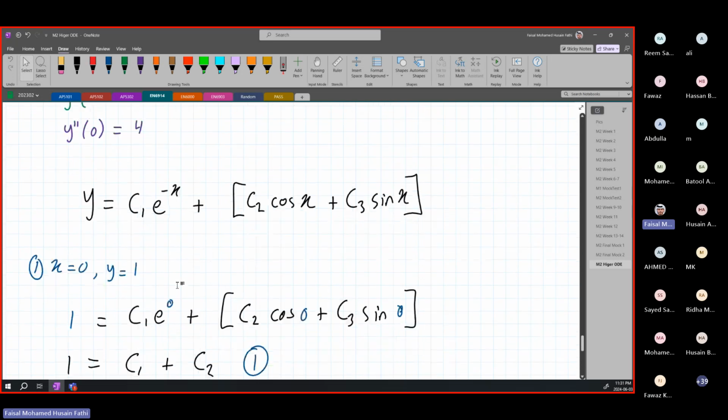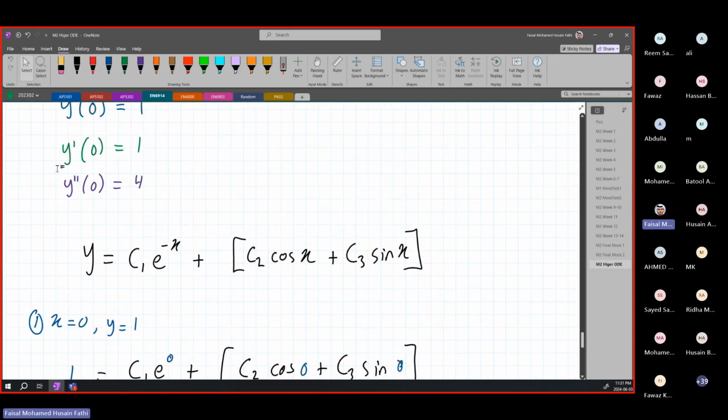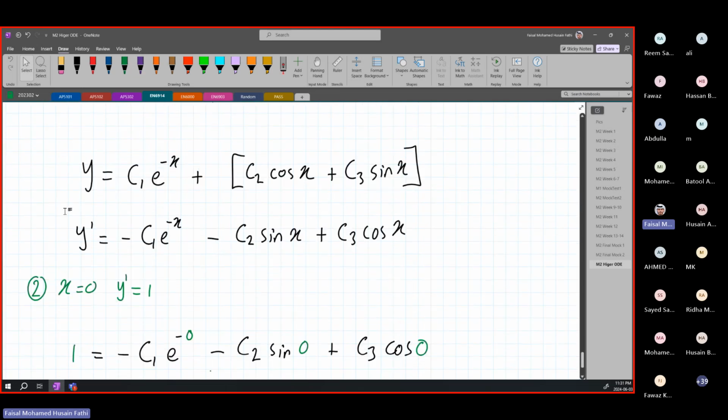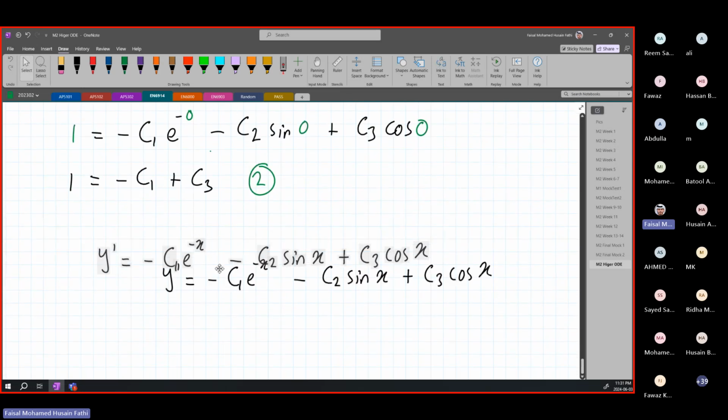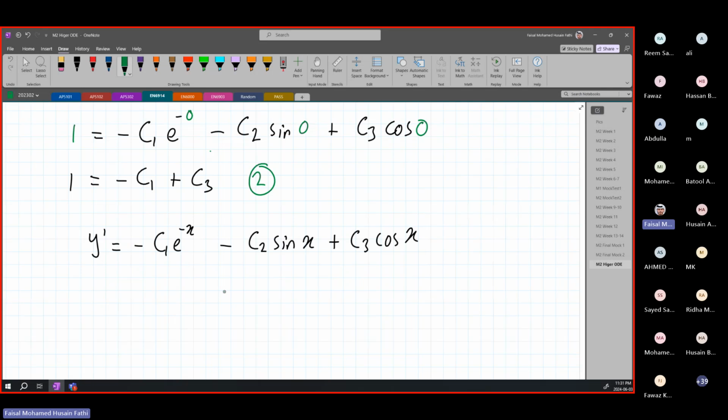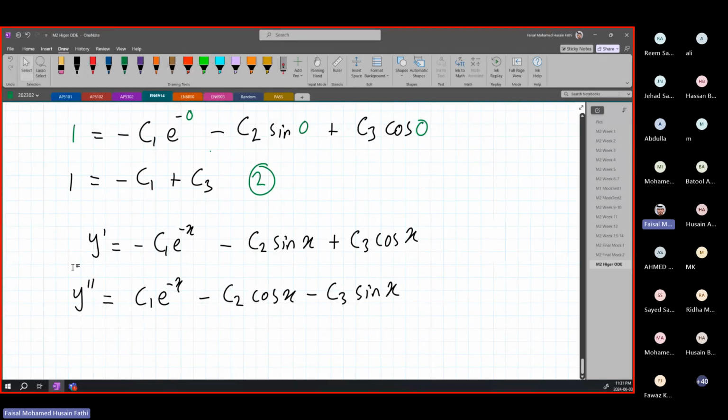We have 3 unknowns, so we need to form a third equation now. What do we need to find? y double prime. What does that mean? We are going to take the differentiation that we did and differentiate a second time. This is what is meant by y double prime. So minus c1 e to the minus x becomes again plus c1 e to the minus x, because minus times minus becomes plus. Minus c2 sine x becomes minus c2 cosine x, and plus c3 cosine becomes minus c3 sine x. And this is our second differentiation.